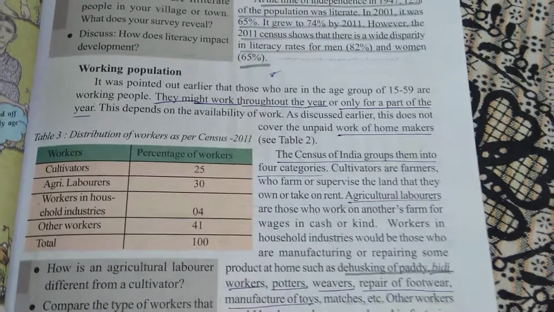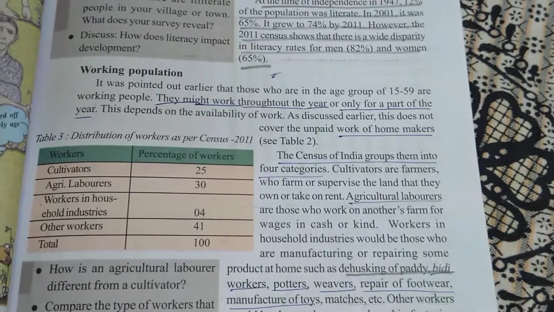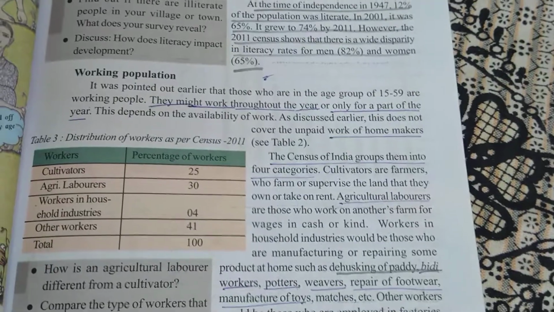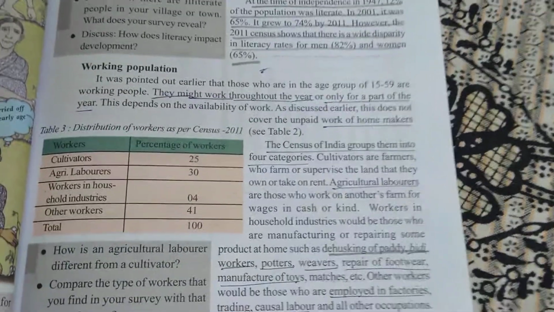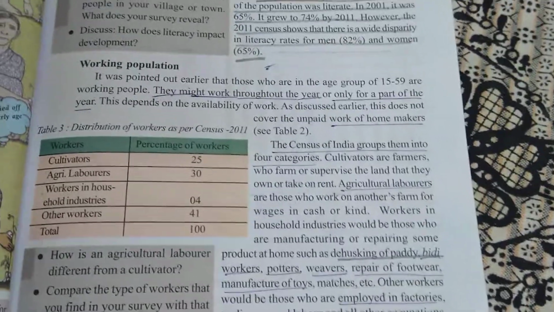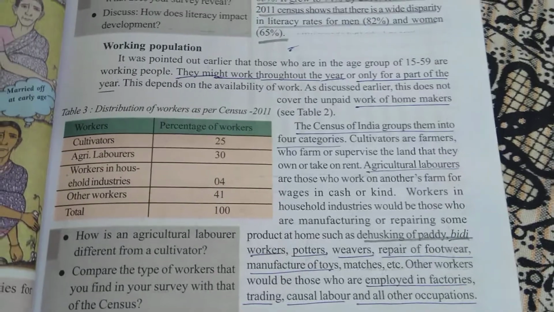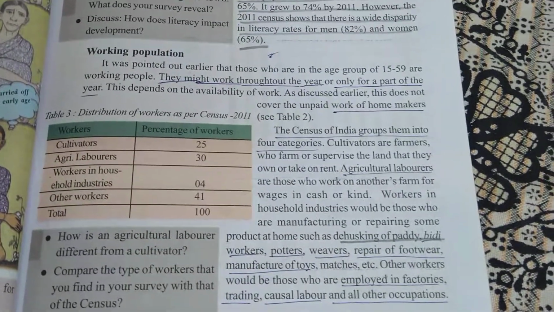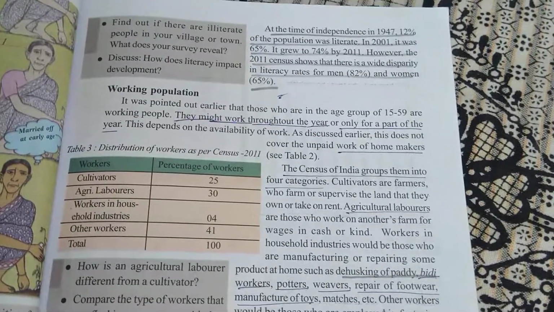Okay, other workers, the last category. These are those who are employed in factories or trading, casual labor and all other occupations like doctor, lawyer, teacher. Either they are a government teacher or a private employee or government employee, they come under these other workers. This is called the working population.